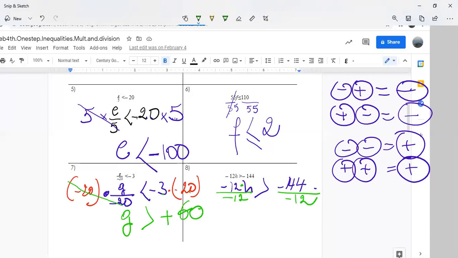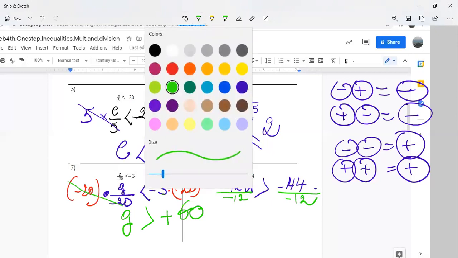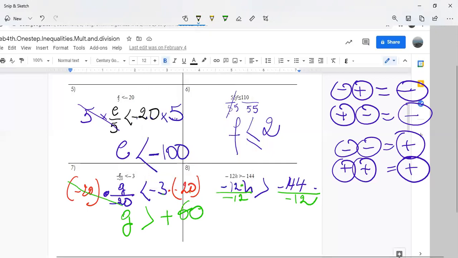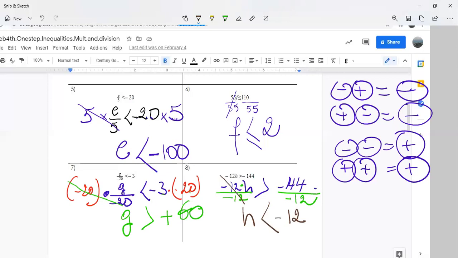Okay. So since I'm dividing by a negative, the rule says with inequalities, if you divide by a negative number, switch the inequality. So before I do anything, I'm going to switch the inequality. Now on the left side, negative 12 divided by negative 12 cancels. I am left with H. I isolated the variable. And 144 divided by 12 is 12. And a negative divided by negative is a positive, okay? A negative divided by negative, same sign, is always positive, just like multiplication. So H is less than positive 12.